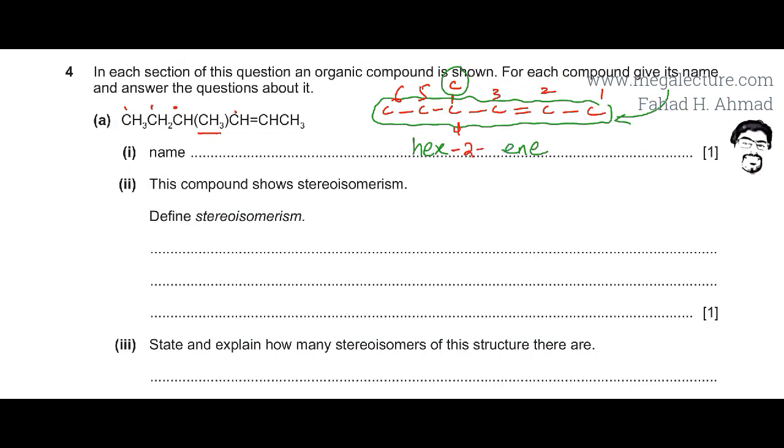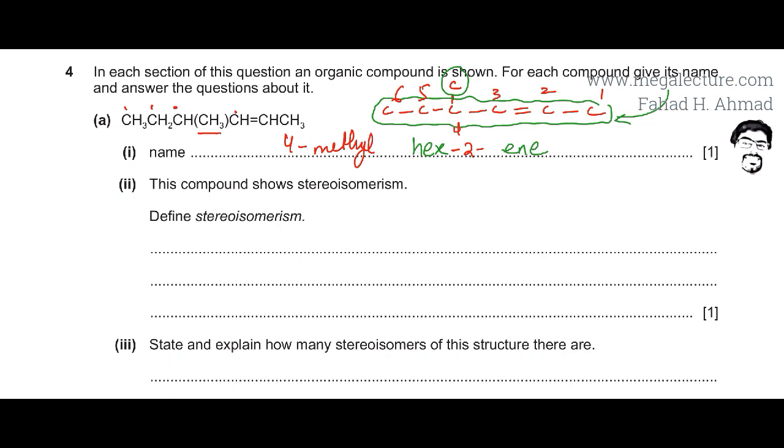And then I have a methyl branch. It contains only one carbon, so the branch is going to be named methyl. I have to tell the position of that branch. Remember, I'm counting from this side, giving the double bond the smaller number, so it's 1, 2, 3, and it's on the 4th carbon atom. So it's going to be 4-methylhex-2-ene. So that's the name of this molecule.